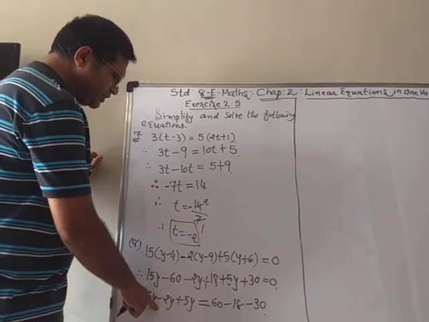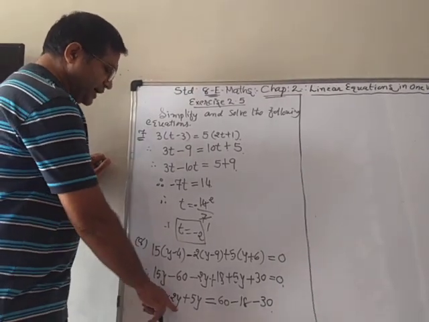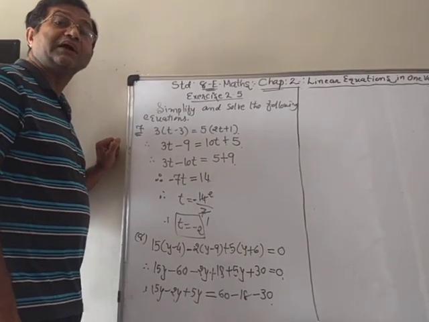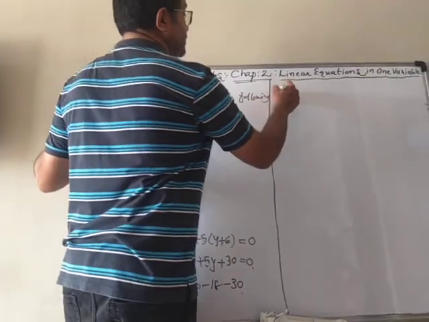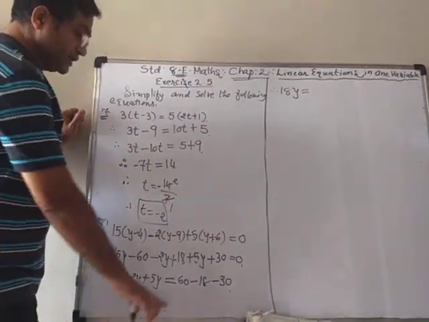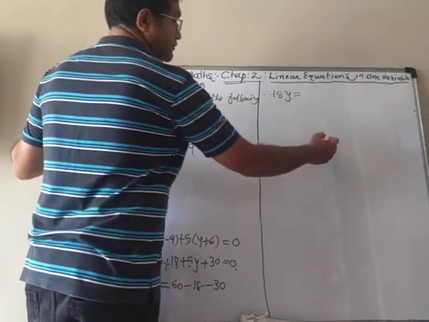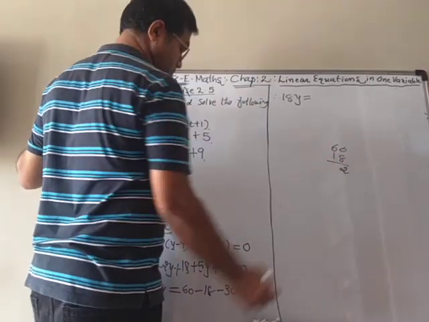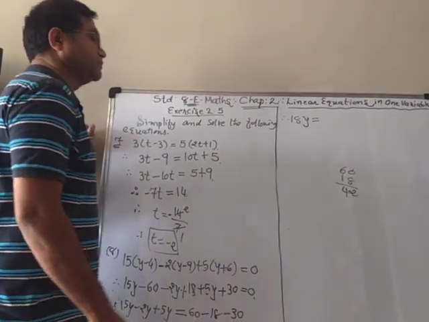So now 15y minus 2y is 13y, and 13 plus 5 will be 18y. Right? So here it will be 18y is equal to 60 minus 18. First you have to do that. 60 minus 18: 10 minus 8 is 2, and 5 minus 1 is 4.